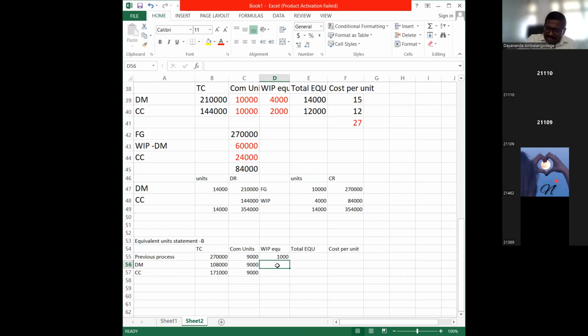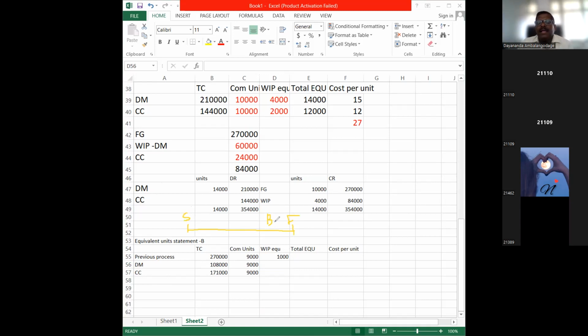Material is not being added yet, even though it is at 50%. If I explain it again, in this process, you see, this is process B, not A. Process A starts and finishes, and you insert the previous process. The WIP component is 100% complete because it's from the previous process.